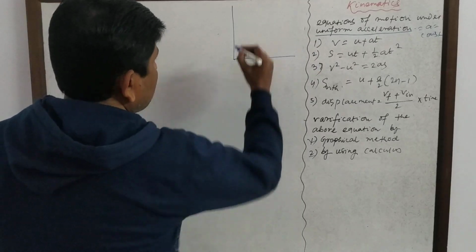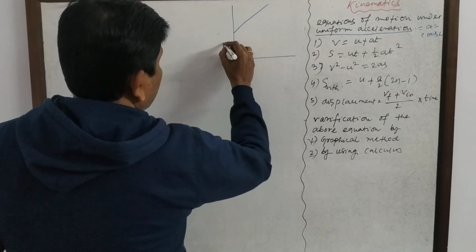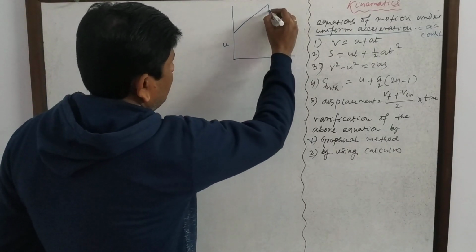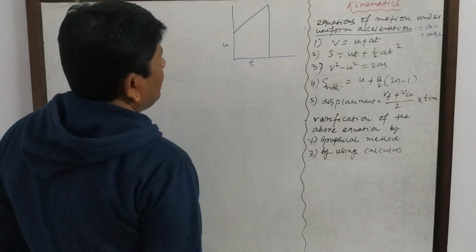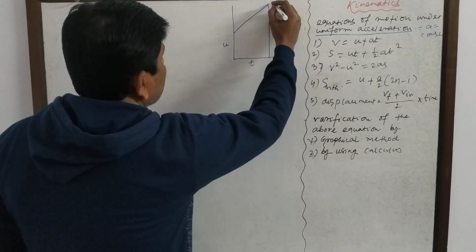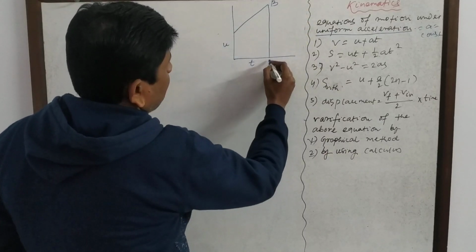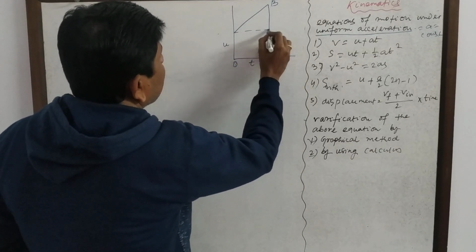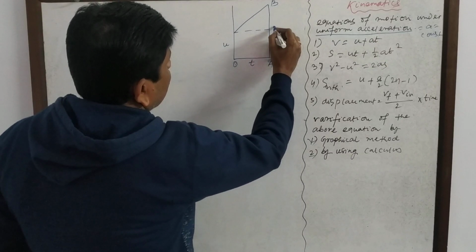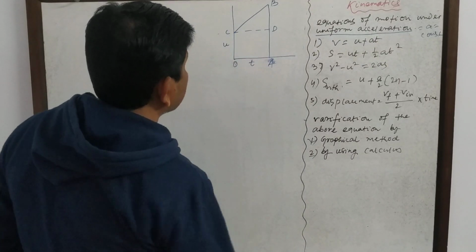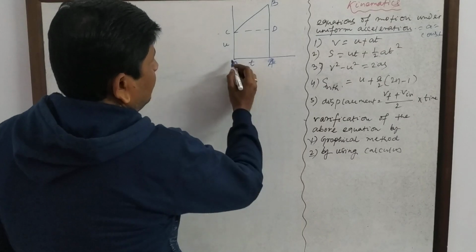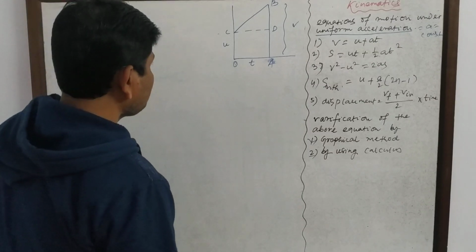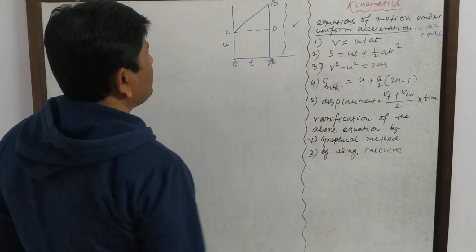Now, if the particle attains some velocity, the initial velocity of the particle is u, and at time t it has attained a position B here. Let this be O, let this be A, B, C, and at time t it has attained the velocity v, the final velocity is v. Now we have to prove that v is equal to u plus at.